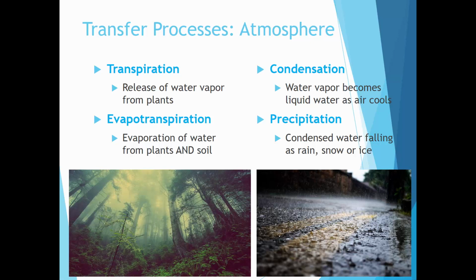And so evapotranspiration is more inclusive. It includes more water coming from surfaces and plants. Condensation is like the opposite. So with condensation, the water vapor is in the atmosphere, and then as the air cools, so for example, as the water vapor travels up farther through the atmosphere, it's going to cool off, and then that water vapor condenses, and that leads to precipitation, which is the next term on this slide. Precipitation then is just condensed water that's falling from the atmosphere. That can include rain, snow, or ice.